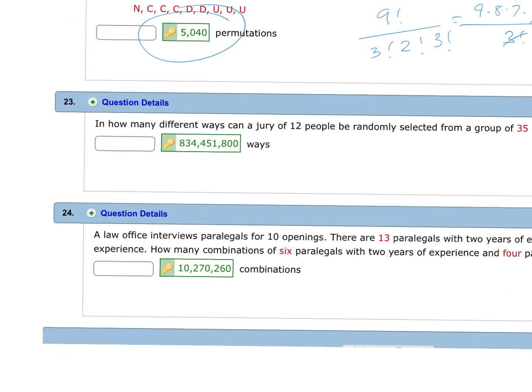All right, 23 and 24, the same types of questions. Guys, we talked about permutation, where order matters. If someone's going for president, vice president, or parts in a school play where someone has a specific job. Or order doesn't matter. How many different ways can a jury of 12 people be randomly selected from 35? If you're on a jury, you all have the same job, correct? So this is a combination. How many total people are in the jury pool that you could be picked? 35. And how many actually are on the jury?